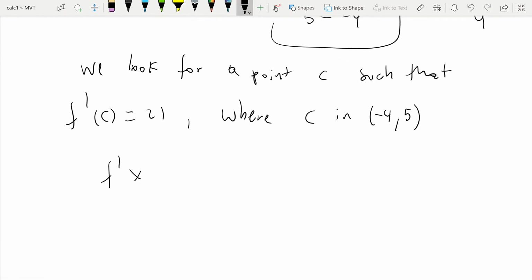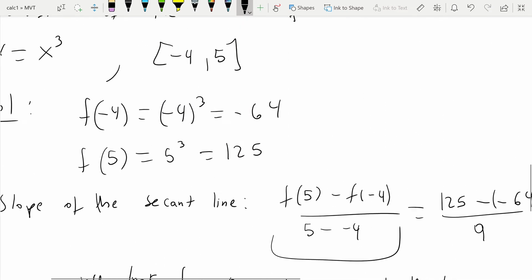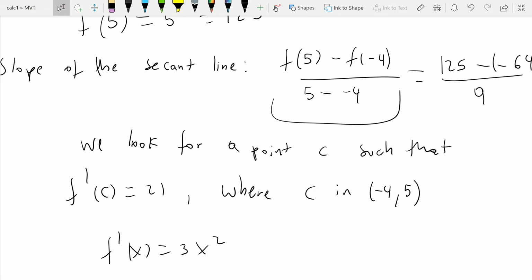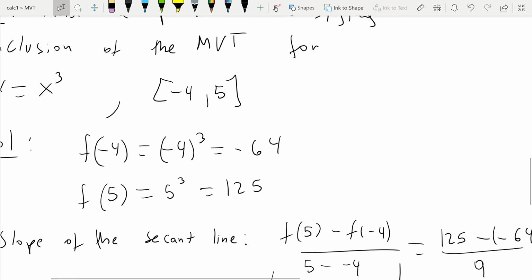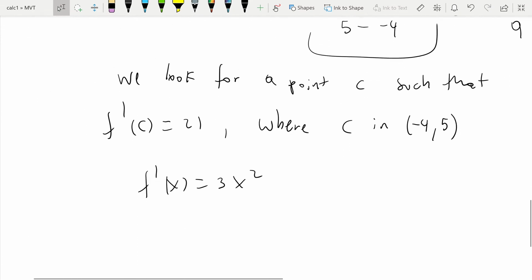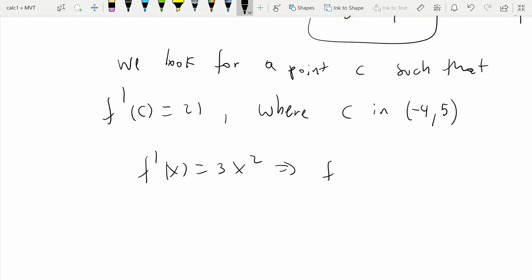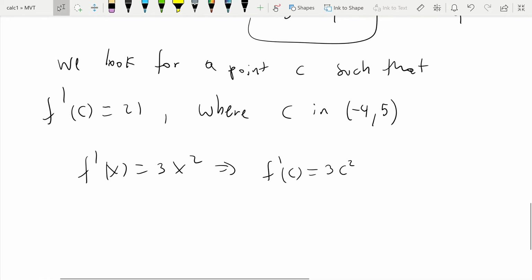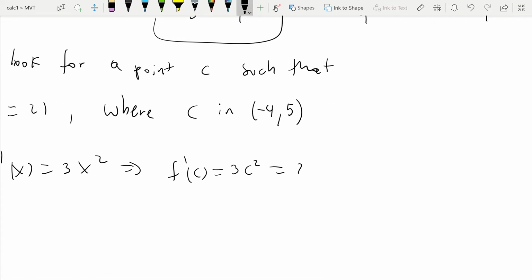So f prime of x is 3x squared, since f of x is x cubed. So the derivative is just 3x squared. This implies that f prime at that particular c is 3c squared, and we want that to be equal to 21. So that implies that c is going to be equal to the square root of 7. Okay?